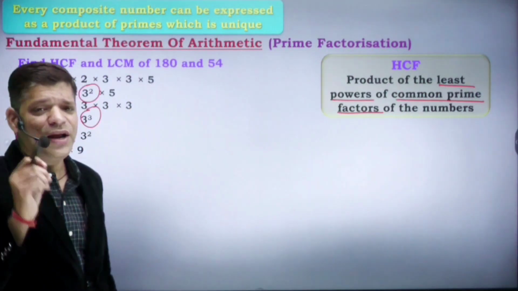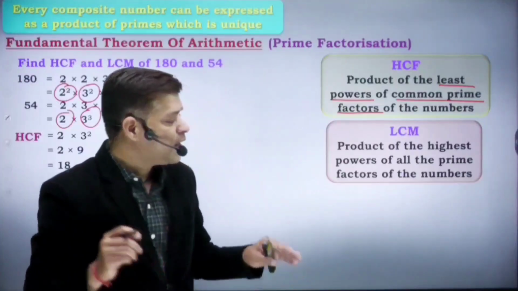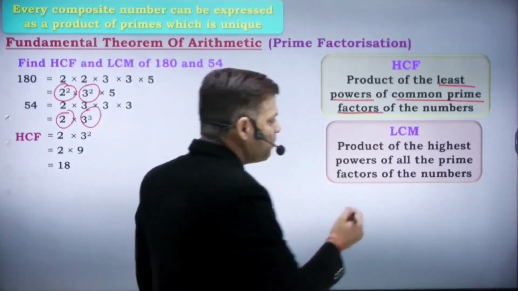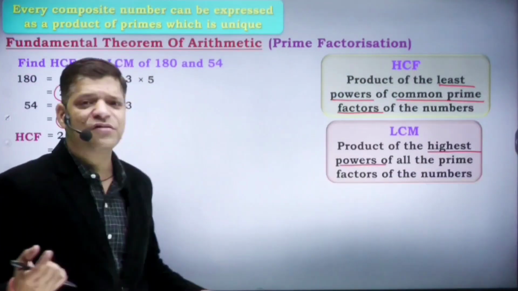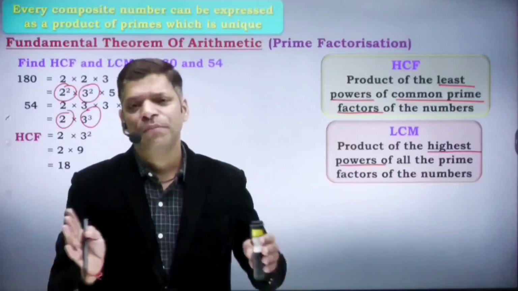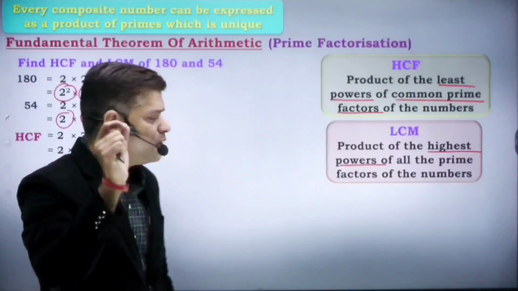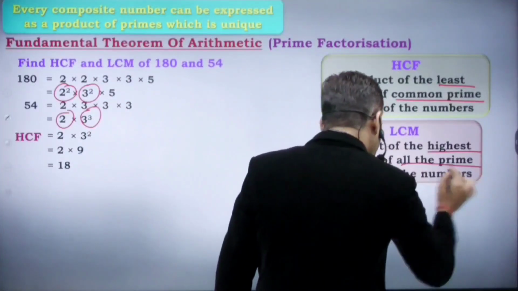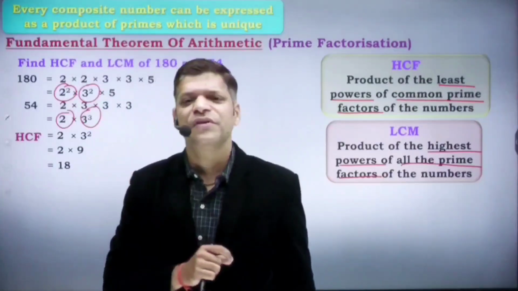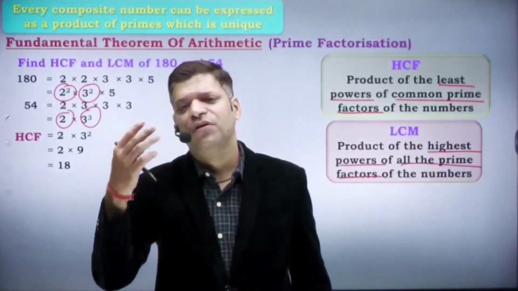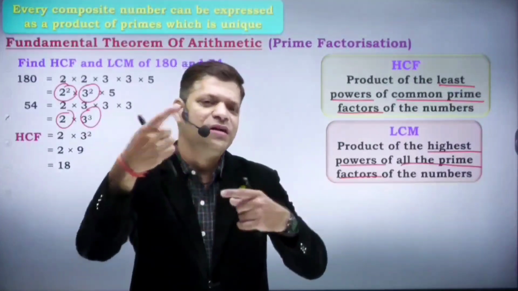Now we have to find the LCM. So what is LCM? LCM is the product of the highest powers. So here the important point is that we have to take the highest power. Now, whose highest power do we have to take? Of all prime numbers, not common prime numbers, of all prime numbers. That is, we have to check which prime factors are in the first number and which prime factors we find in the second number. So all the prime factors we have to take with their highest power.